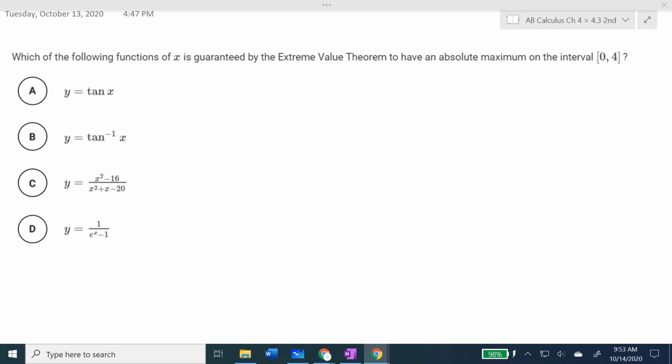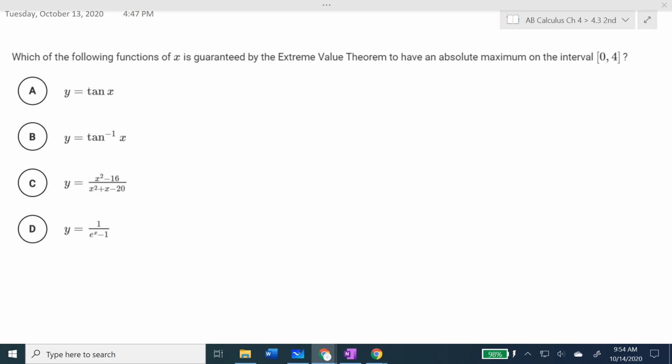So this problem is asking about the extreme value theorem. And I'm going to check chat. Can you tell me what conditions need to be met for extreme value theorem to work? Right. Continuous over the closed interval. So you want to look at each of these functions and realize that what they're actually asking is which of the following functions are continuous over the closed interval 0 to 4.